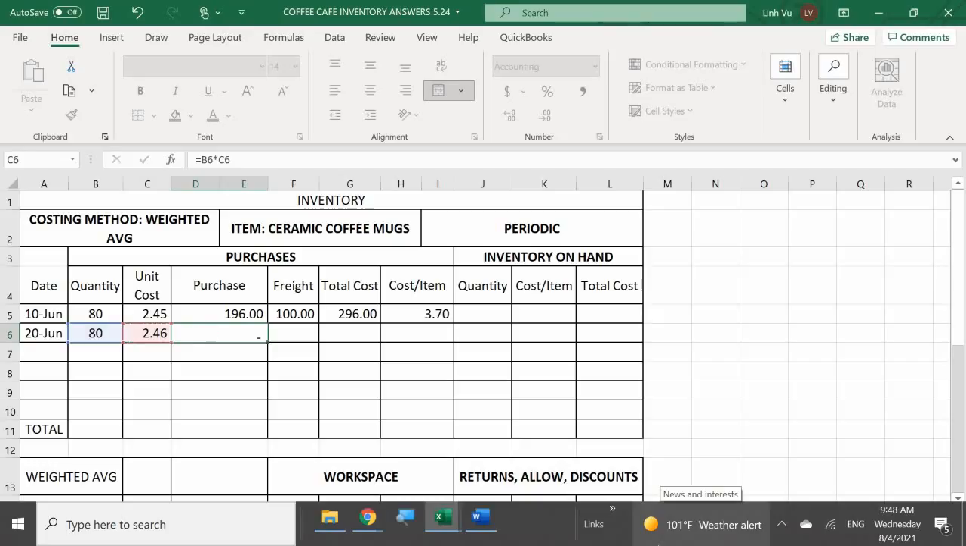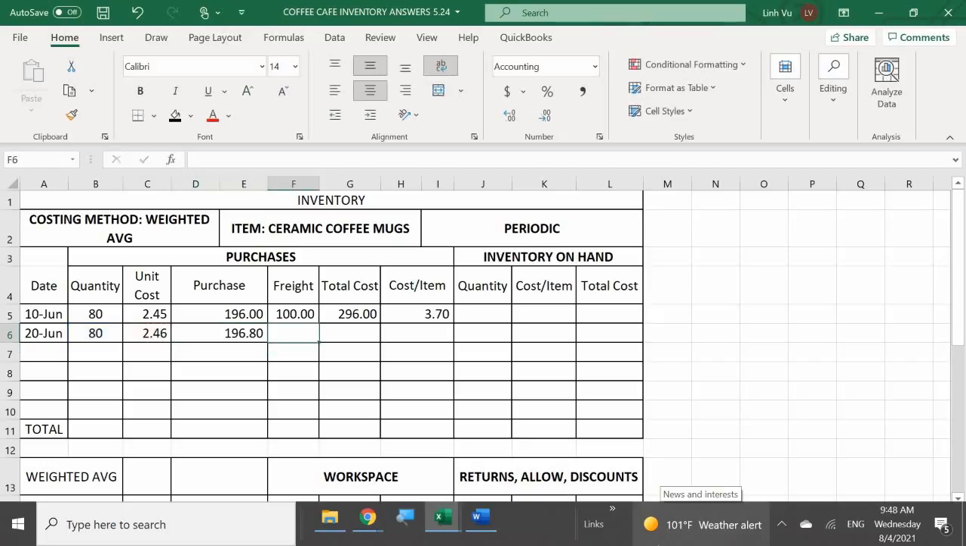I got 196.80. $196.80. How much was freight? 100. Therefore, my total amount or my total cost is 296.80. $296.80. Okay. Now, which costing method am I using to calculate my ceramic coffee mugs? Weighted average.